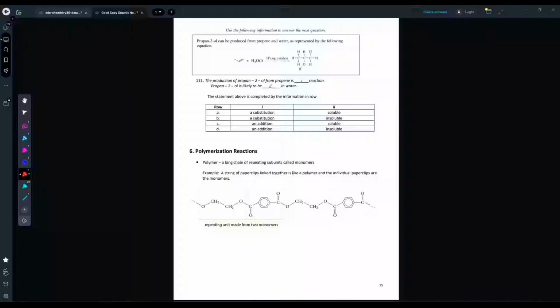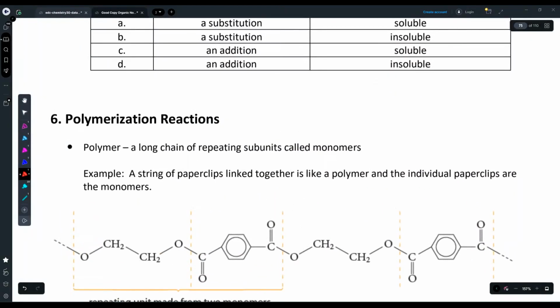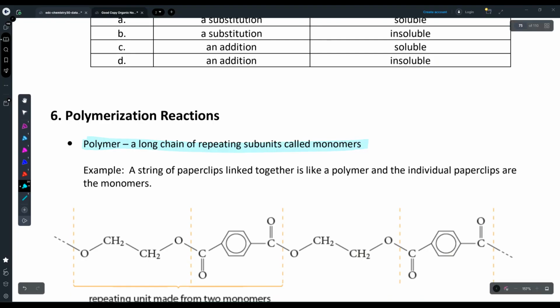In this video, we're going to be going over polymerization reactions. So effectively, a polymer is a long chain of repeating subunits, which we call monomers. Absolutely, you should know what a polymer is, and monomers you could just think of as the repeating building blocks that build up a polymer.